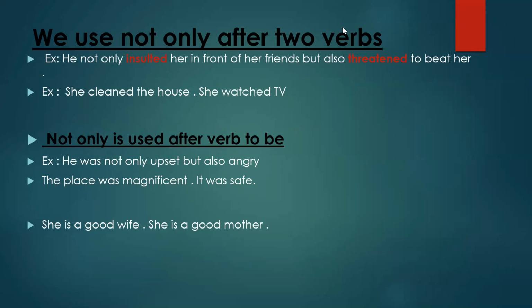Not only. This is an error which I'm going to talk about when I start my sentence by not only. Wait a minute, and you will know the difference. So have a look here. He not only insulted her in front of her friends, but he also threatened to beat her.